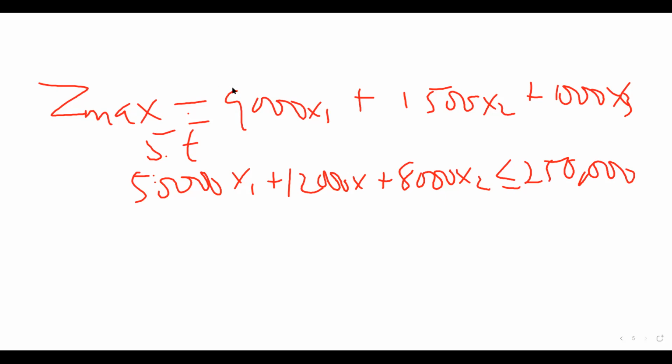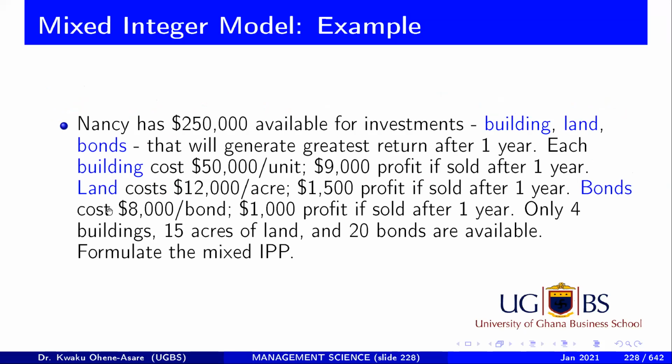Okay. Now there was something in the question that can also help us to understand a few things. It told us the availables. Let's go to the question. It says only 4 buildings, 15 acres of land, 20 bonds are available. Only 4 buildings. Buildings is x1, so x1 is less or equal to 4. 15 is the land, so x2 is less or equal to 15. And then the last one will be x3 less or equal to 20, because of the word available.